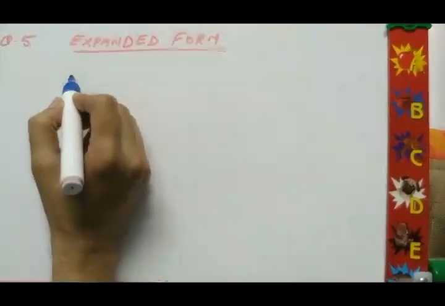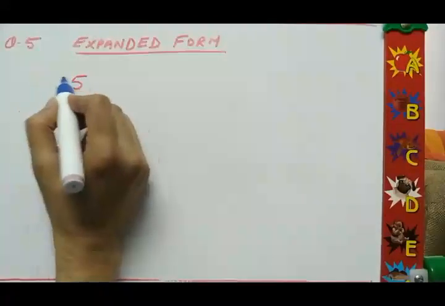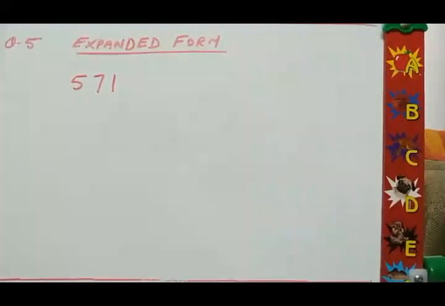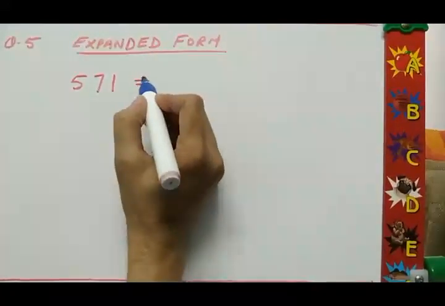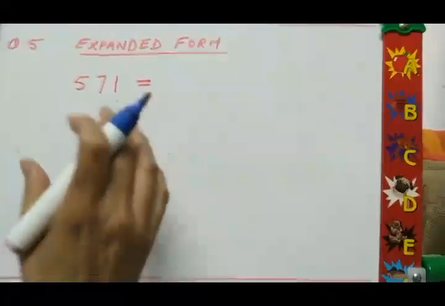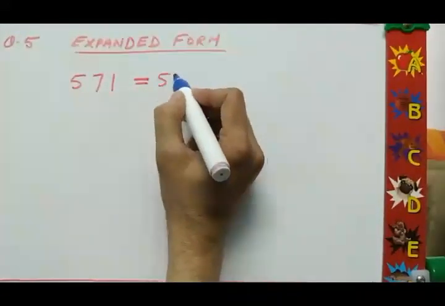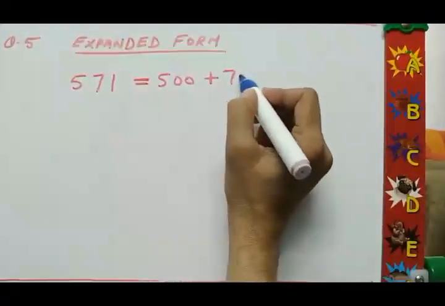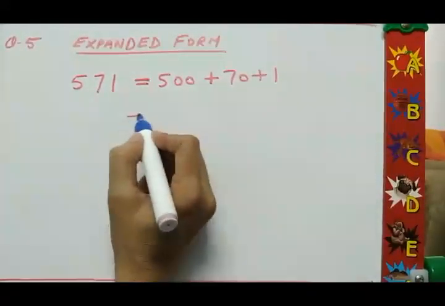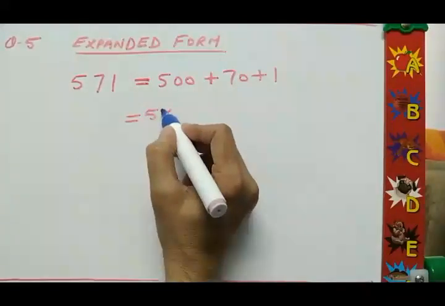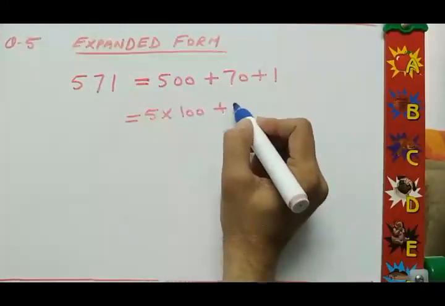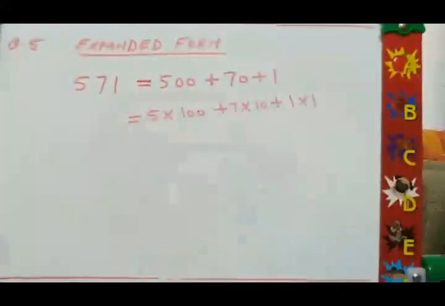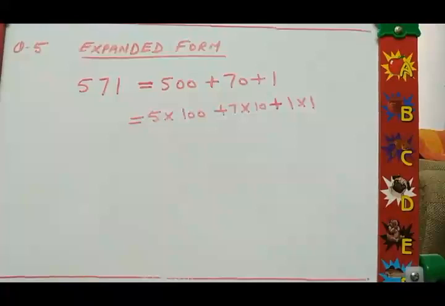If I write 571, you can read it very easily, 571. 500. Now read carefully, 500. According to the place value we will write first of all 500, then plus, then 71. 70 plus 1. In the further step we can write 5 into 100 plus 7 into 10 plus 1 into 1. Let's take another example to understand the expanded form.